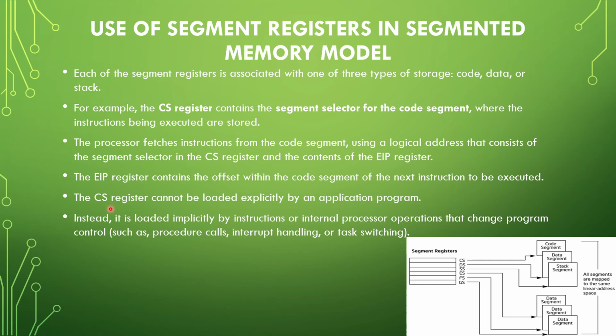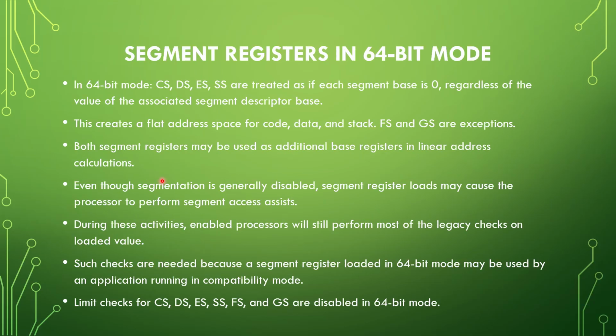And this CS register cannot be loaded explicitly by any application program. Instead, it is loaded implicitly by instructions or internal processor operations which change the program control, such as the interrupt handling mechanism, procedure calls, and task switching. Using these mechanisms only, they change the corresponding application program. So this is a segment register in 64-bit mode.